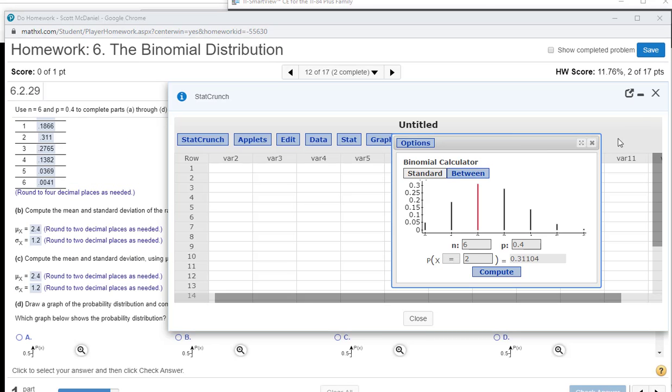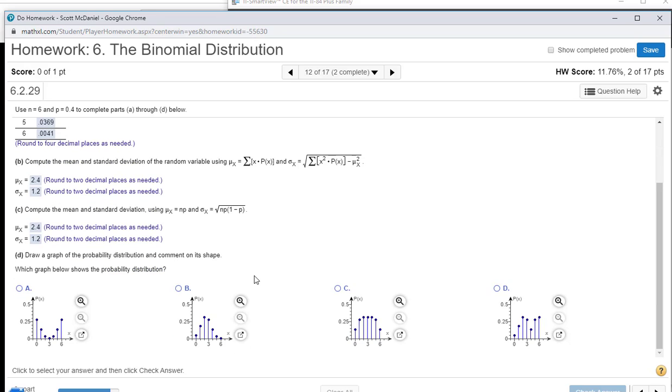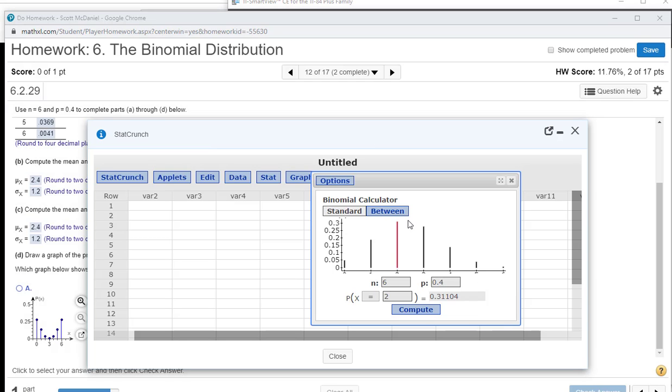So part D, let me minimize this, says draw a graph of the probability distribution and comment on its shape. So if we look here, 1's at about 0.19, it goes up to 0.3, comes down a little bit, and then drops off sharply. So which one does that? Looks like it's going to be B. Let me go up a little bigger here. Yeah. See, starts here and then comes up and then comes back down. We also saw this when we did it. So here was the graph in StatCrunch, very similar.